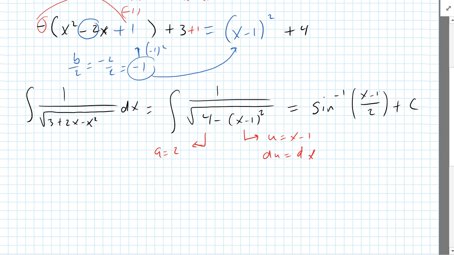And we've done another tricky one with completing the square. Now y'all should go to the textbook online and practice.